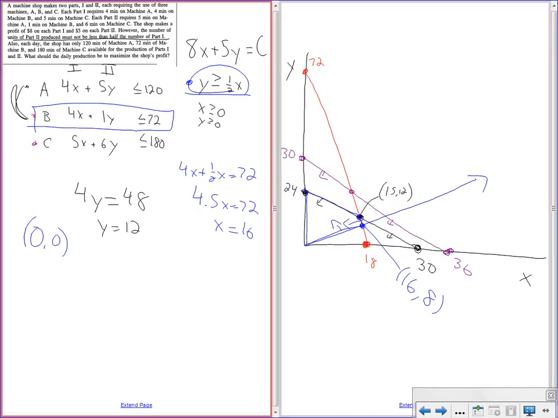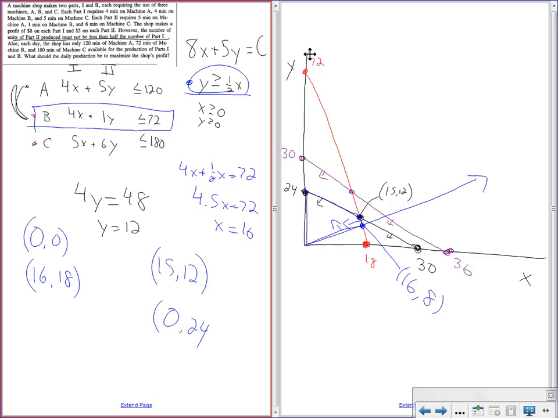You have 0, 0, 18, 0, 16, 18, 15, 12. There's 5. Oh, I don't mean 18. I'm sorry, there's only 4 of them. Sorry about that. And 0, 24. You substitute into your maximum one, and the maximum occurs at 15, 12. You get 15 of part 1 and 12 of part 2.